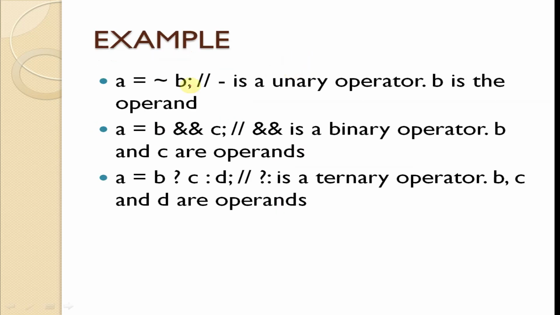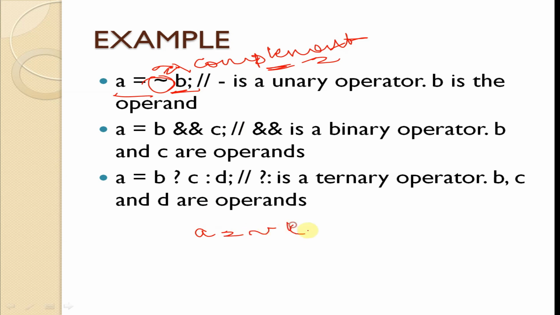For example, we can see here A is equal to not of B. This symbol is a complement operator. We will discuss it in our upcoming sessions. So this is an operator and this is an operand. So A is equal to not of B. This is an operand and this is an operator.